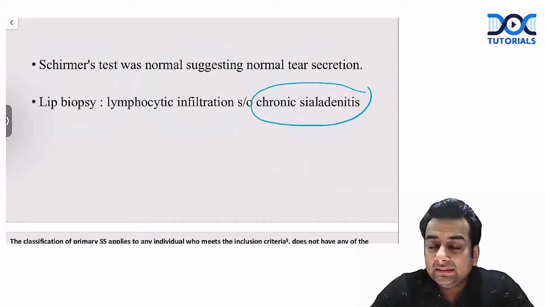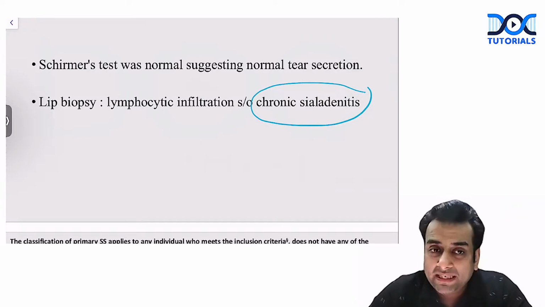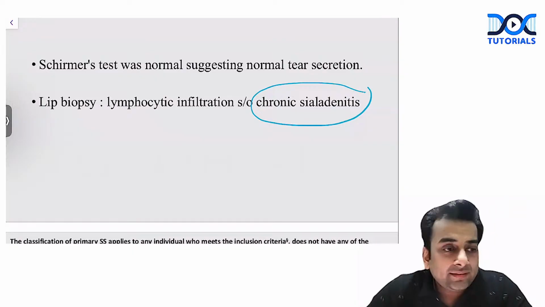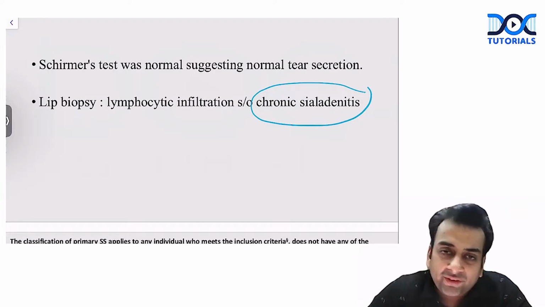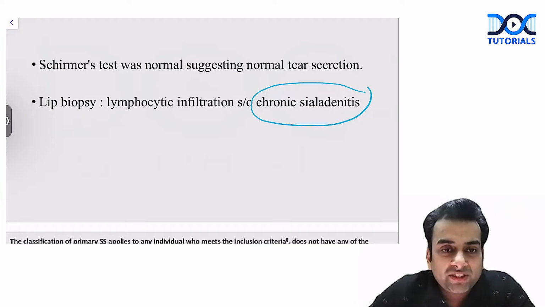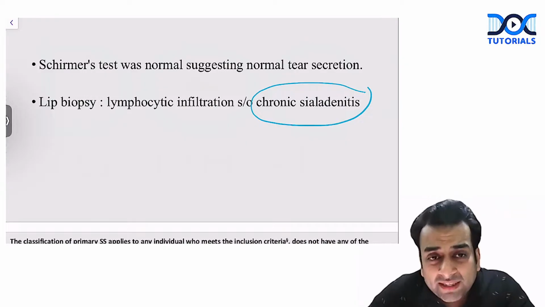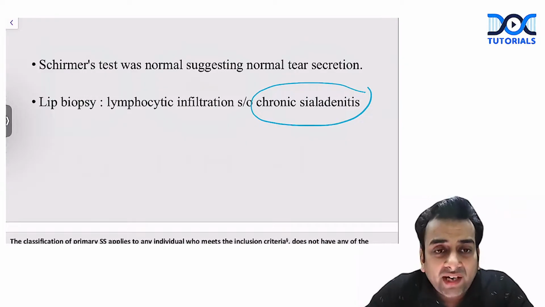So, see, the manifestations of autoimmune disease are usually dispersed over time. It may not be that every patient will present to you with the classical dry eye, dry mouth. It may so happen that the patient first presents to you with renal manifestation, and maybe months or years later, the patient will have dry eye or dry mouth.